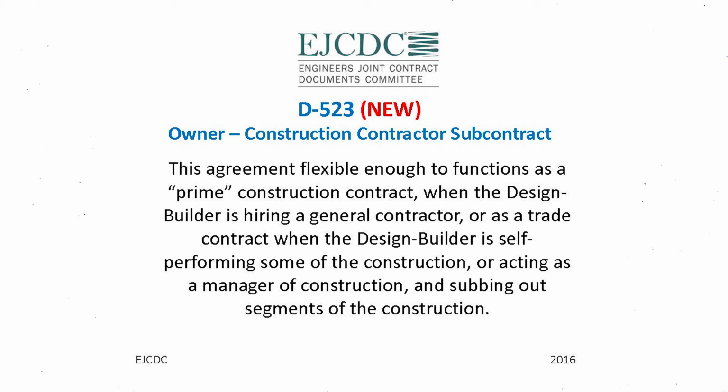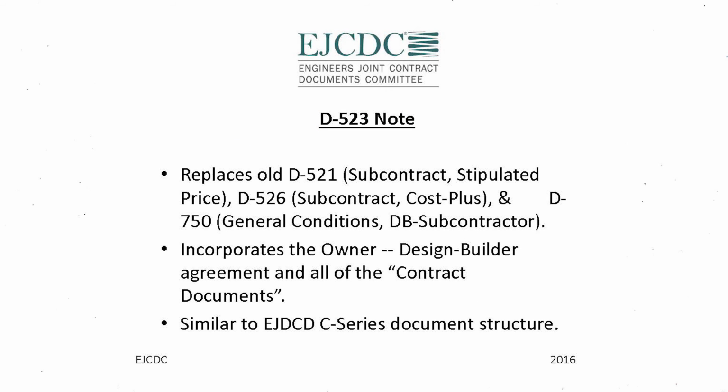As we talked about, the design builder might choose to self-perform the whole project, but a lot of times you don't see that, especially on projects where there is a public funding element that might have some DBE or SBE type requirements, which would require you to go out to the market and bring on some subcontractors. This D523 document replaces the old D521 subcontract for stipulated price, the subcontract for cost plus, and the subcontract general conditions. So we've brought all that into one document.